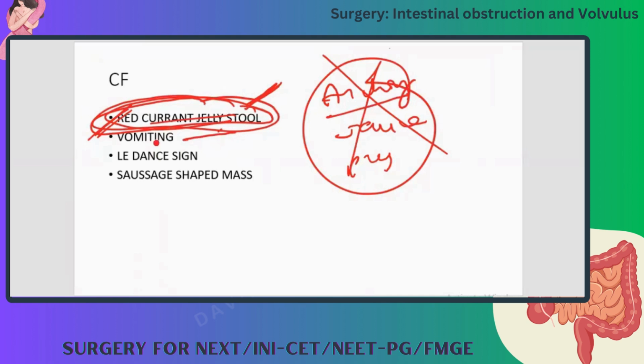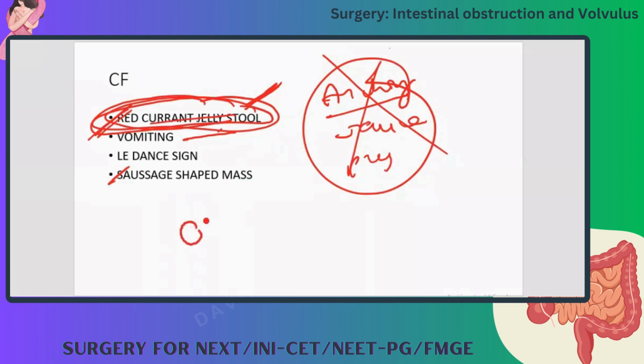The patient will have vomiting. And there will be a sausage shaped mass here. If you feel, it is a sausage shaped mass. And the right iliac fossa is empty. Everything is moved up. So the empty right iliac fossa is seen. It is known as Dance sign. Empty right iliac fossa and a sausage shaped mass in the upper abdomen.